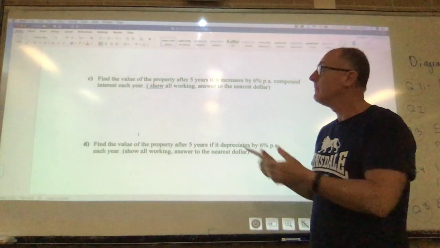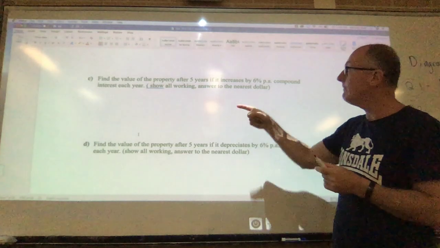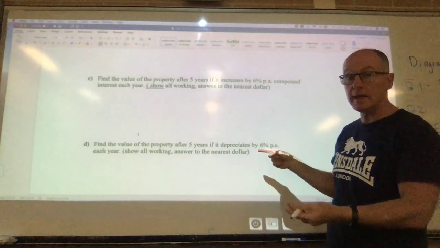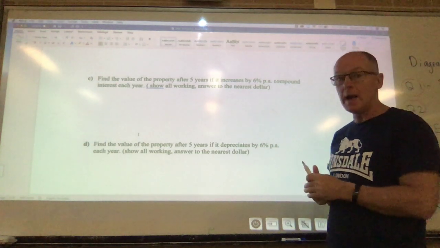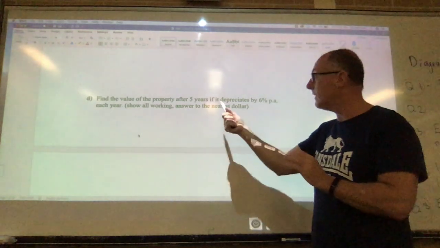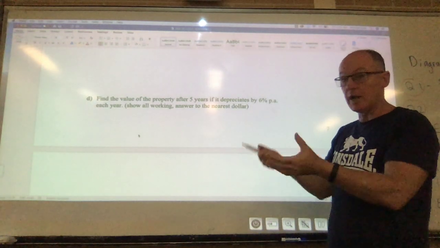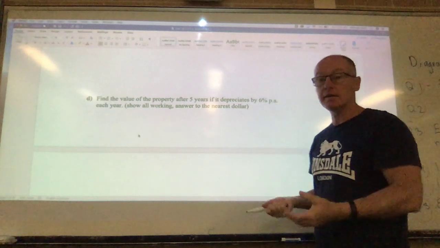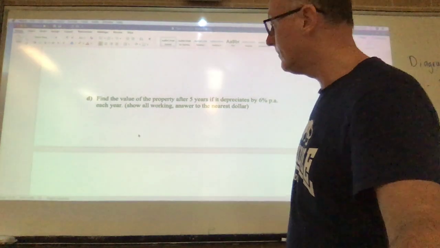Question C, from the value of your property, find its value if it goes up by 6% per annum, compounding each year. So you need to use a compound interest formula. And lastly, find the value of your property after 5 years if it depreciates, if it goes down by 6% per annum each year. So that's the depreciation formula.